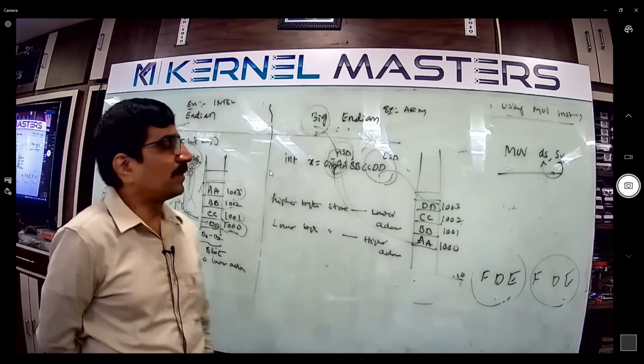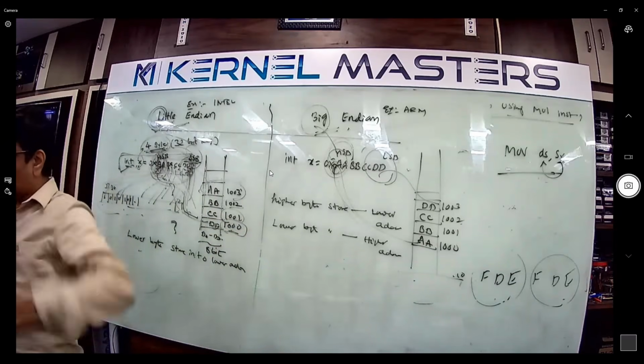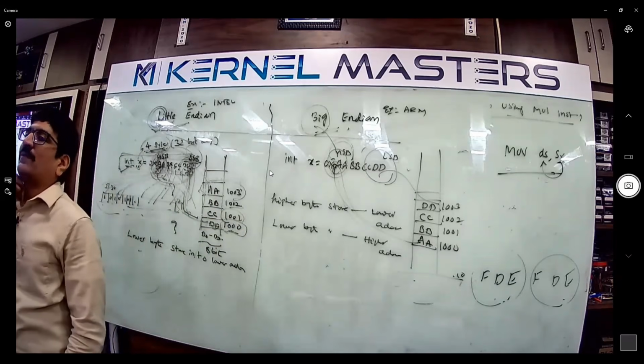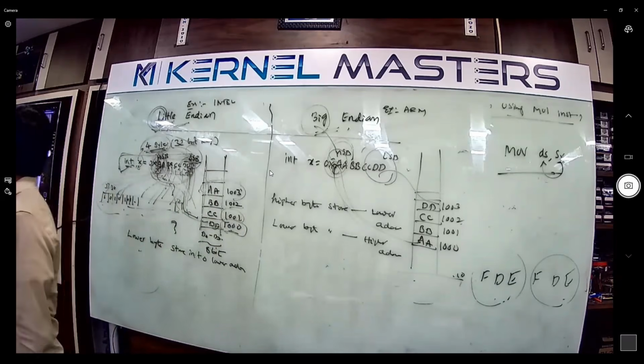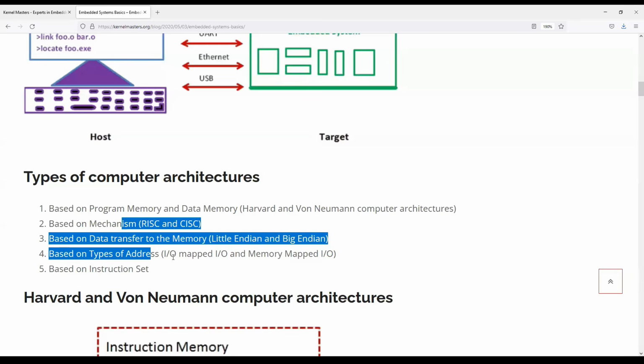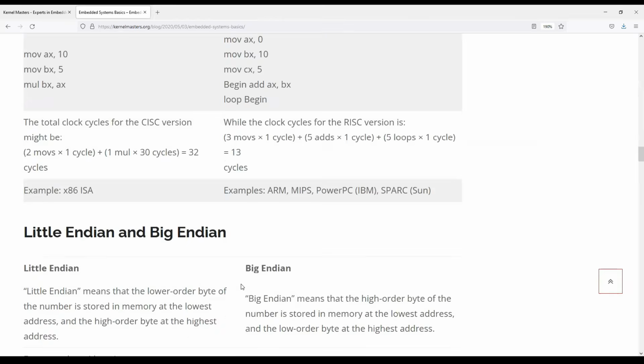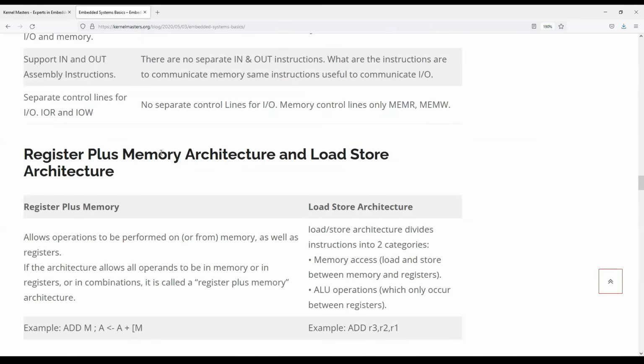Architectures are also classified into another category. One more category is IO mapped IO and memory mapped IO. So a different classification: IO mapped IO, and next memory mapped IO. One more is based on the instruction set. So the types of computer architecture are classified into a total of 5 categories.